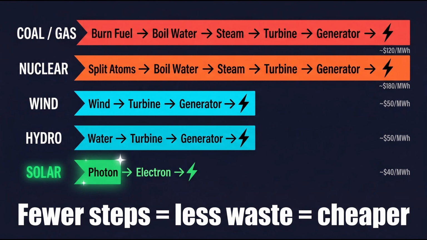And here's something interesting. Coal, gas, nuclear, they all do the same thing. Boil water, make steam, spin a turbine. That's a lot of steps, and every step wastes energy.